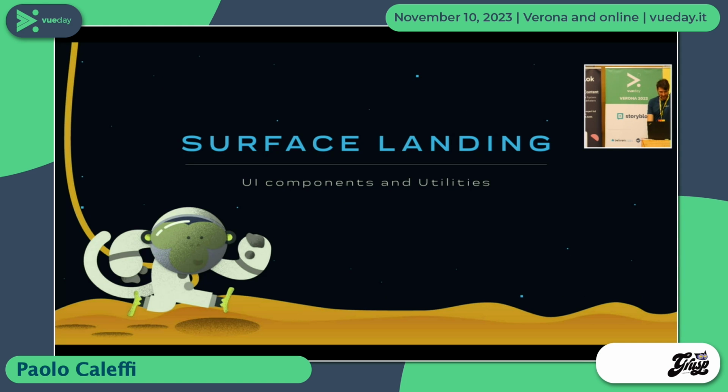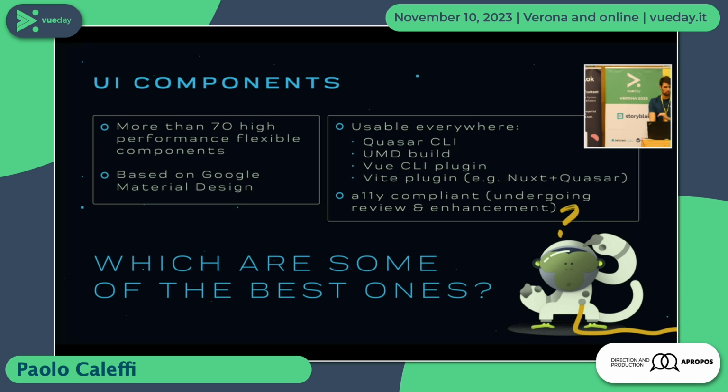Okay, let's continue by checking out the surface. What will we see when we get into the Quasar world? First of all, to the ones who said they already knew Quasar, do you know Quasar for its UI library or also for the CLI? So UI library, also CLI. Okay, there's literally four. So you don't know much about the CLI. That's perfect. Let's start with the UI components for the others who don't know about it.